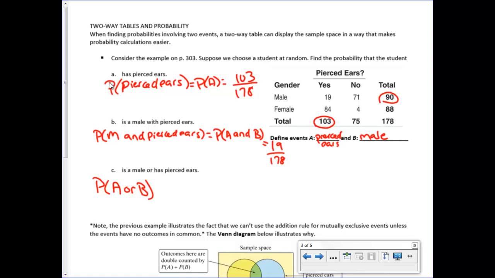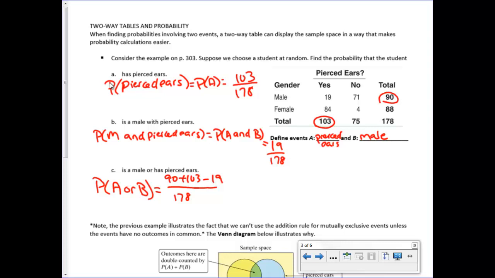You can do this one of two ways. You can say we have 90 males plus 103 people who have their ears pierced out of the 178, but we need to subtract what? We need to subtract this 19 out, because this 19 is included in this total, and it's also included in that total. 19 is being counted twice, so we subtract it out.